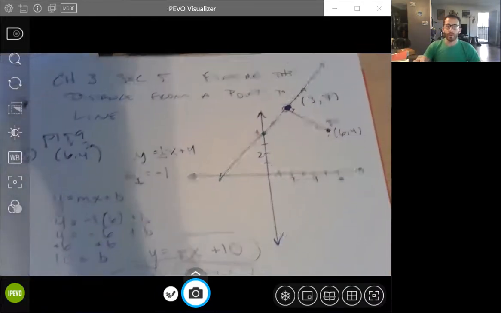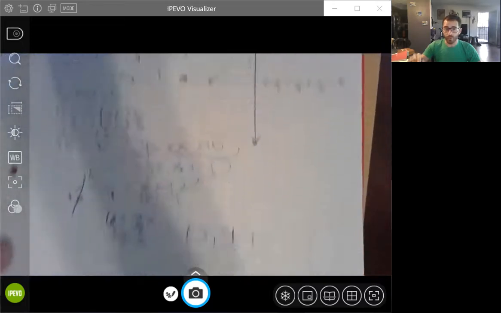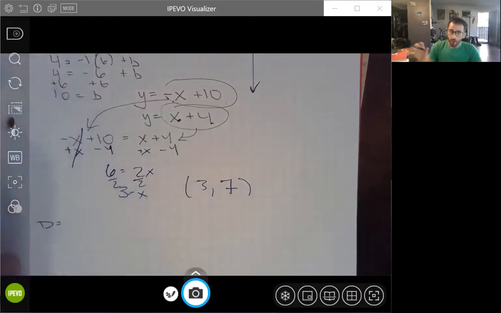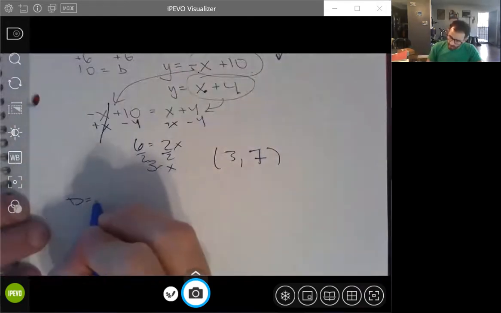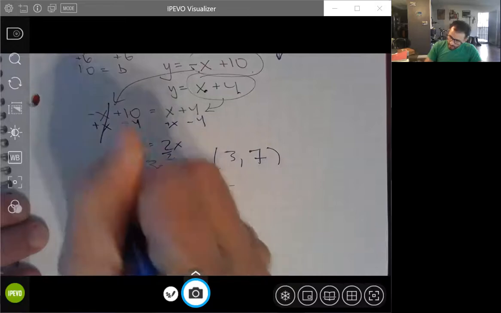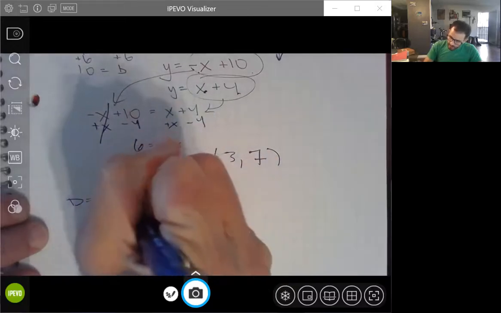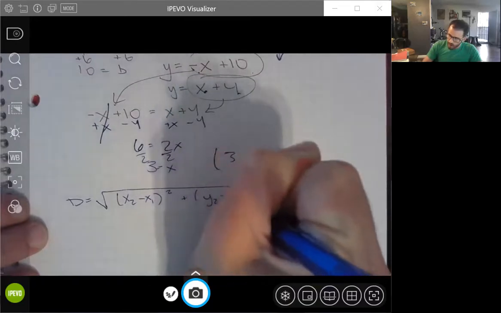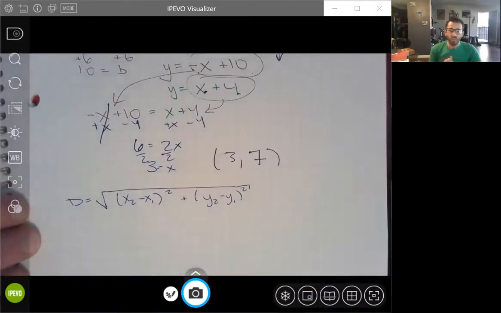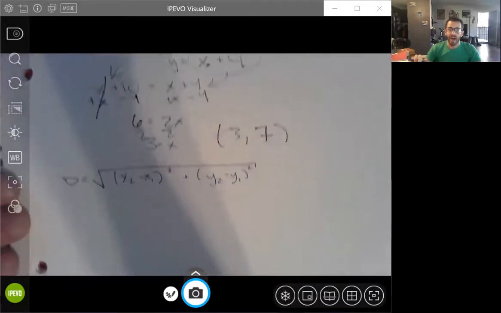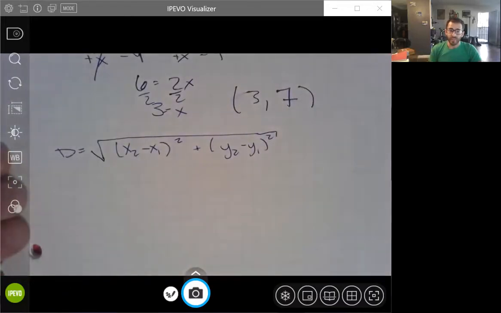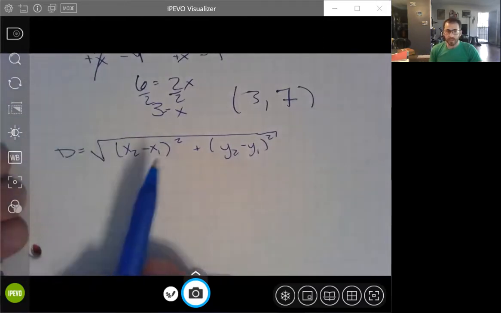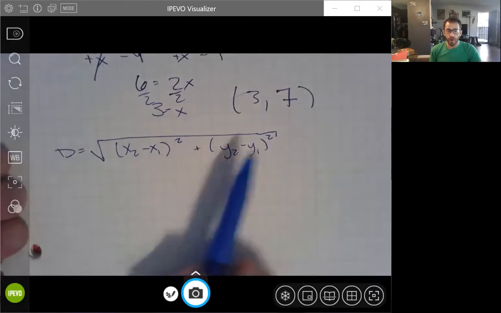Okay, so now we're going to go ahead. We're going to take the 2 points and find the distance. If we remember our old friend, the distance formula, the distance between any 2 points is the difference of the x's squared plus the difference of the y's squared. I really don't like the math formula. I like the English version of it. The distance between any 2 points is the difference of the x's squared plus the difference of the y's squared.